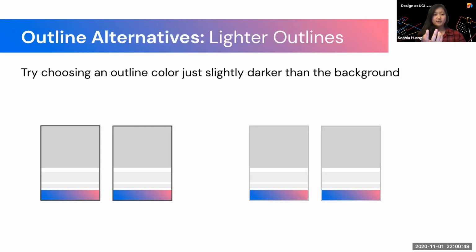But let's say you actually really want outlines, or you've already made outlines and you don't want to change this. Well, consider also just having lighter outlines. If you use a black outline, the contrast is so harsh between a white background and black that you can try lightening it, because it helps you bring those elements together, but it's a little less harsh on the eyes.